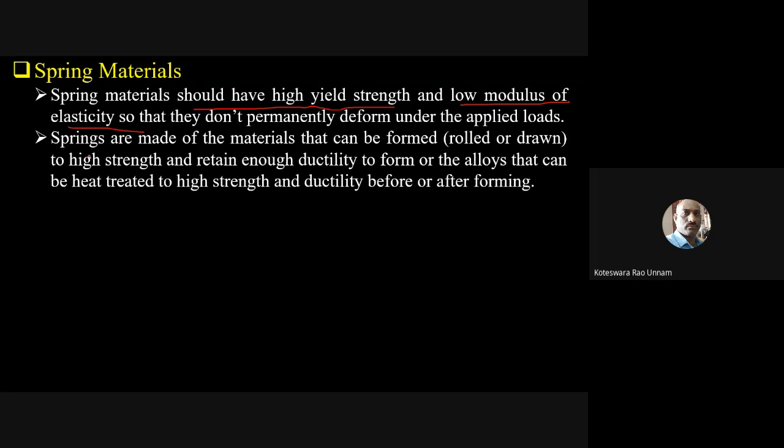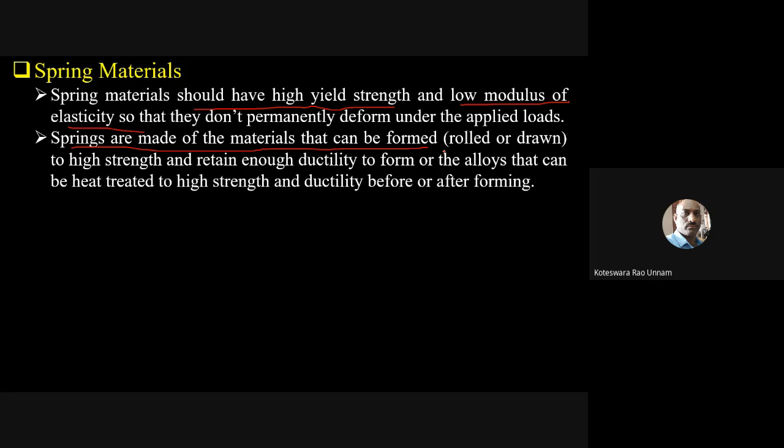Then the second one is that springs are made of material that can be formed. Generally, as we discussed in the previous class, a spring is nothing but a helical spring. For example, if you take a wire of circular cross section and wind it in the form of a helix, we get a helical spring. So here those wires are there.